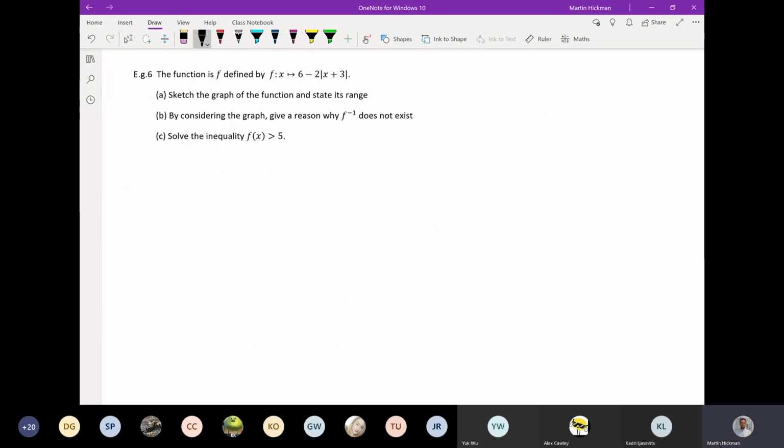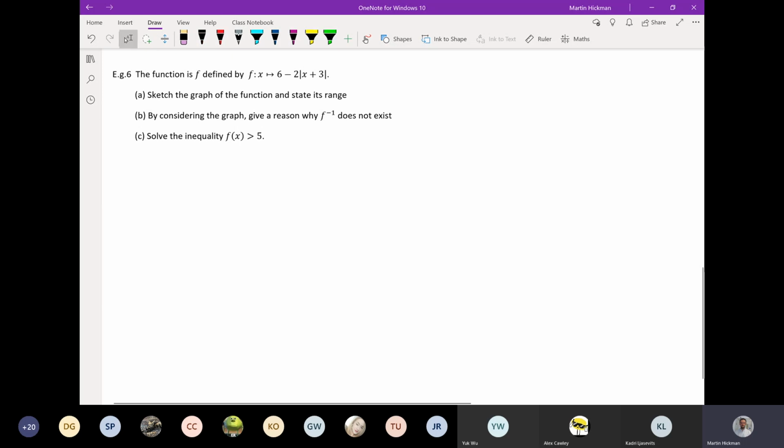We're just going to go to our final example. So just 2 examples today, quite long examples, but just the 2 for today. We've got another function here, 6 minus 2 mod of x plus 3. We're going to sketch the function, state the range, and there are a couple of other questions we've got to do after that. It kind of brings everything that we've been doing over the last couple of weeks together.